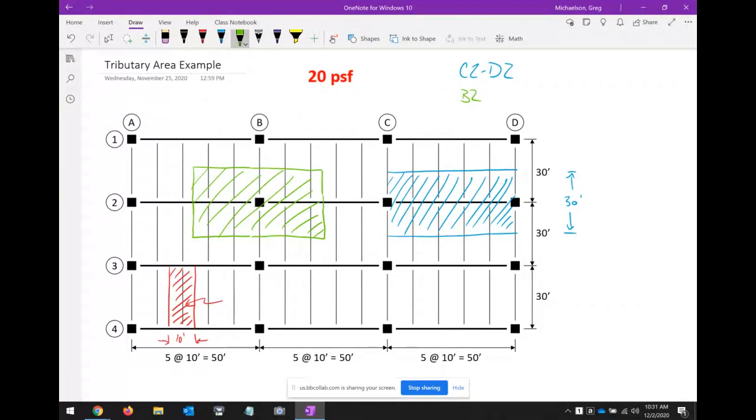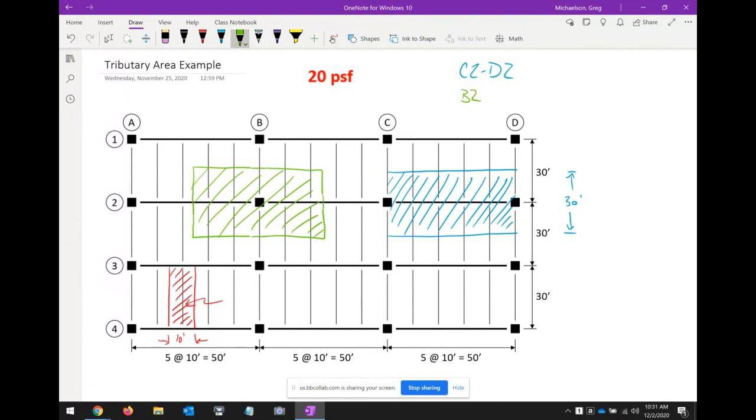The corner columns experience just a tiny bit of load. So under gravity load, they are responsible for the least amount of load in the building. It's exactly right. So there you go. So these are the tributary areas.